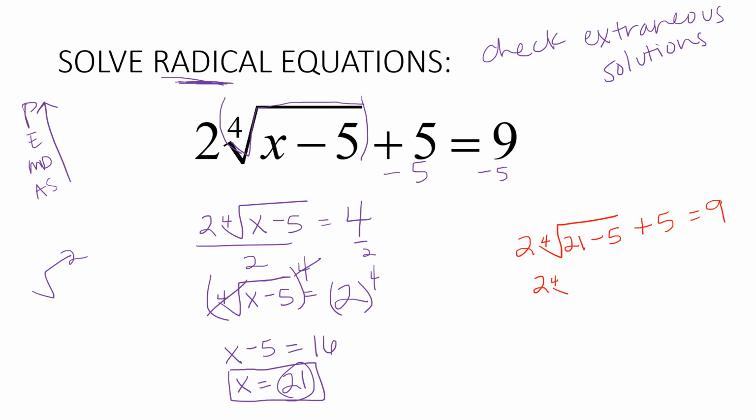So 2 times the 4th root of 21 minus 5 would be 16. 4th root of 16 is 2. 2 times 2 is 4, plus 5. Looks like I do get 9 equals 9. You can go over here and check that 21 is a good solution.